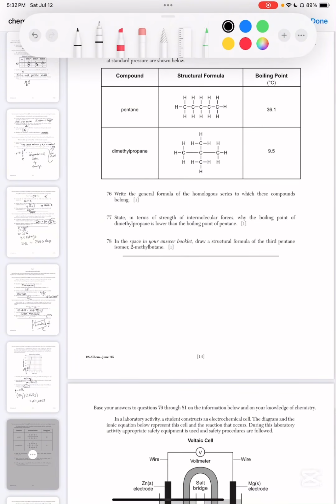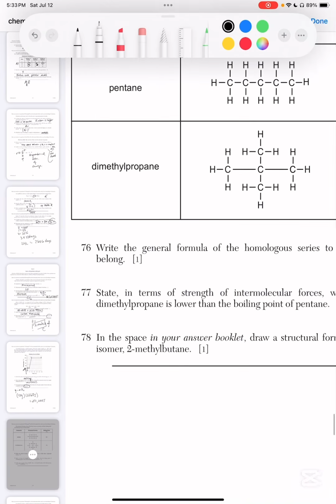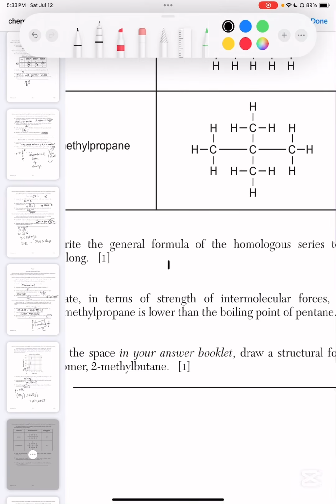Write the general formula of the homologous series to which these compounds belong. Okay, so they belong to alkanes, which the formula I think is this. I don't want to flip open the reference table again, it's so much work.